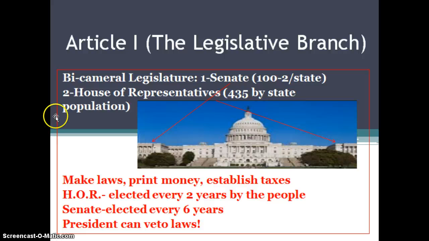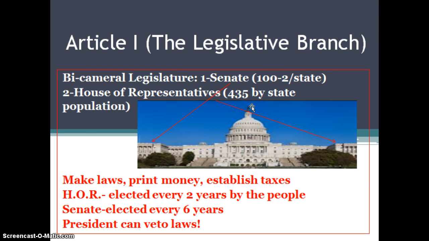So again, it is the legislative branch, the most important branch. Now, our legislative branch is what they call bicameral, meaning there are 2 houses: 1, the Senate, and 2, the House of Representatives. If you look at this building right here, which is the U.S. Capitol building in Washington, D.C., you have a left chamber, which is where your senators are, and there are 2 for every state, so you can see equal representation there. And then there's a right chamber, which is where your House of Representatives is. Notice there are many more representatives than there are senators.